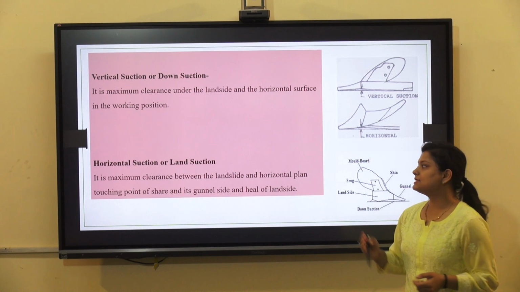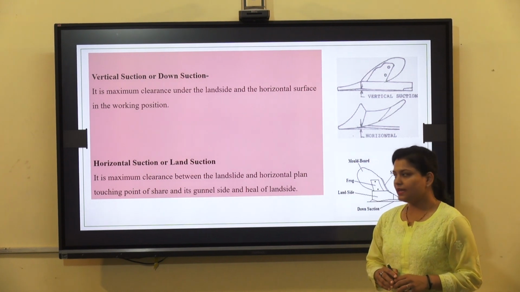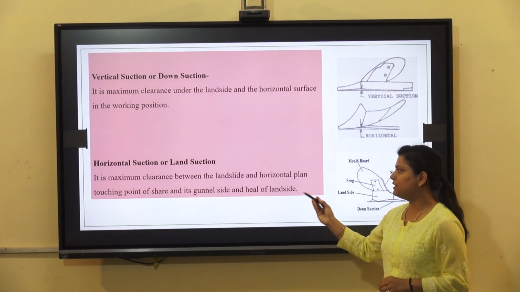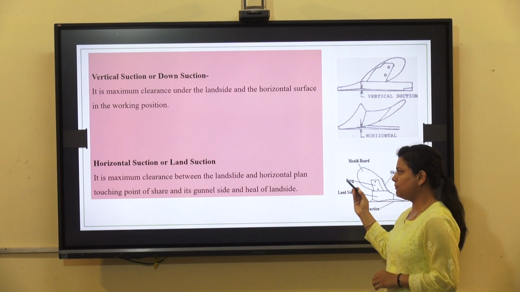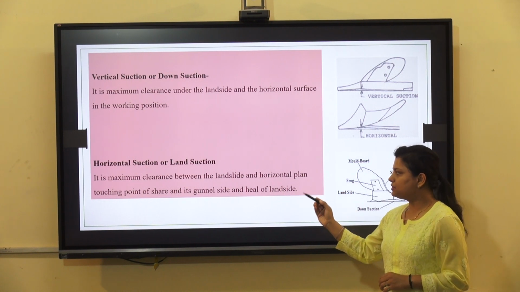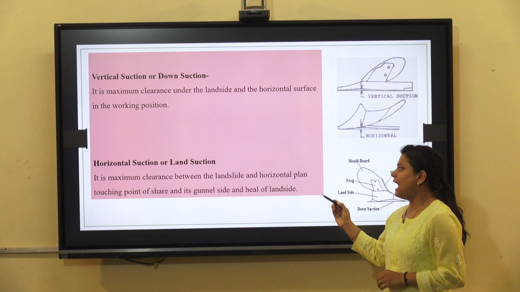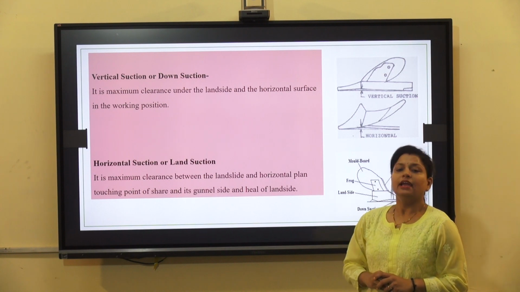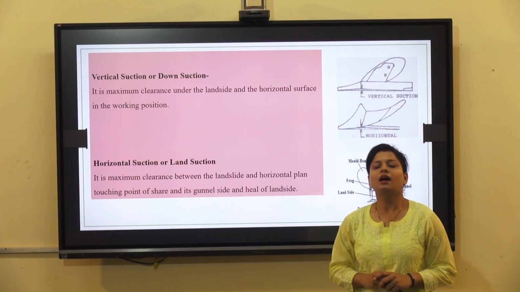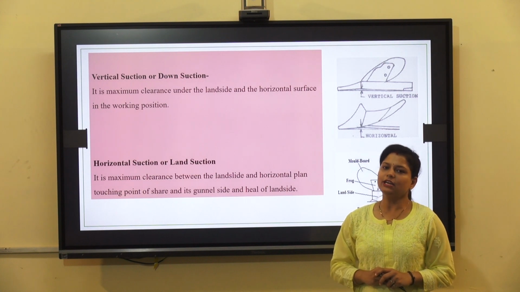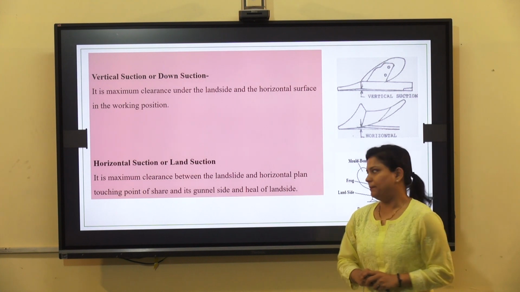Next is horizontal suction, or known as land suction. It is the maximum clearance between the landside and the horizontal plane touching the point of the share and its gunnel side and heel of the landside. It is very important for the cutting of furrow slices and it should be maintained up to 5 mm.